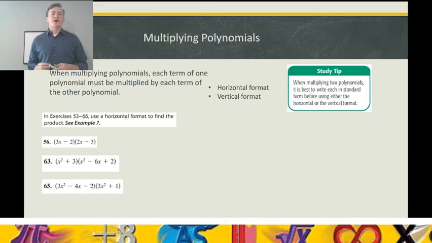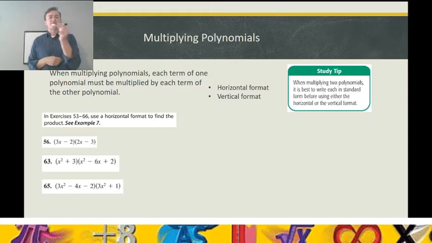It says here when multiplying polynomials, each term of one polynomial must be multiplied by each term of the other polynomial. Pretty much as we've stated thus far, we're just using the distributive property where each term in the first polynomial must multiply each term in the second polynomial. So let's start here with 56. It says use the horizontal format.